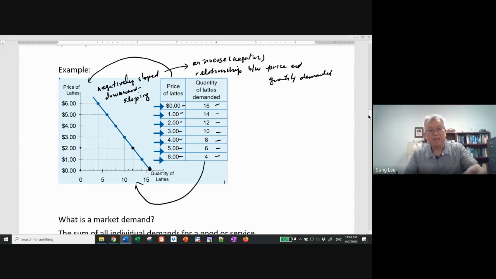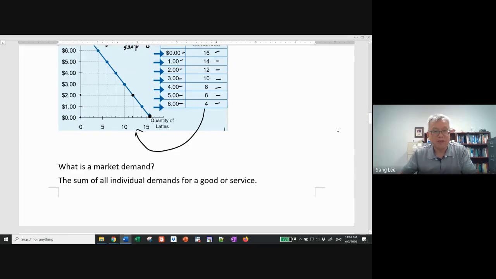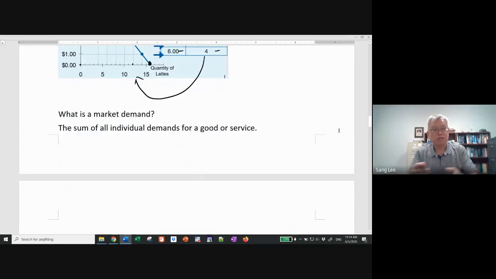So the law of demand, or negatively sloped demand curve, or an inverse relationship between price and quantity demanded, they all mean exactly the same thing. Okay. So then what is a market demand? Well, in each market, there are numerous buyers. So you can think of what? An individual demand for a good or market demand for a good. So simply, market demand is what? The sum of all individual demands for the good or service.